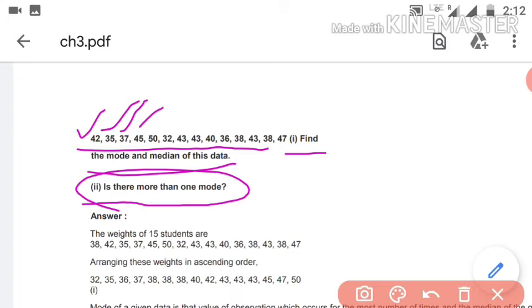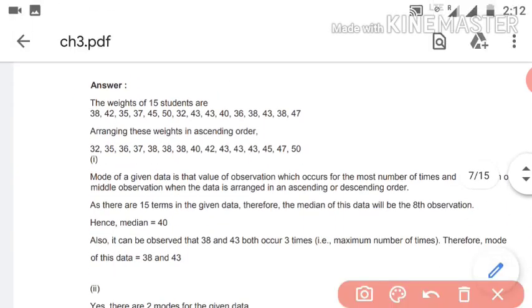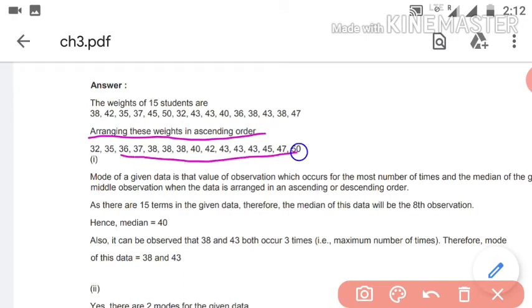Now first what you will do, you will arrange all the numbers in ascending order. First of all, we have to arrange these weights in ascending order. Ascending order means what? Small to big. Now you will see which number is occurring the most times, isn't it? So 38 occurs how many times? 38 occurred 3 times. In the same way 43 also occurs how many times? 3 times. So 38 is also mode and 43 is also mode.